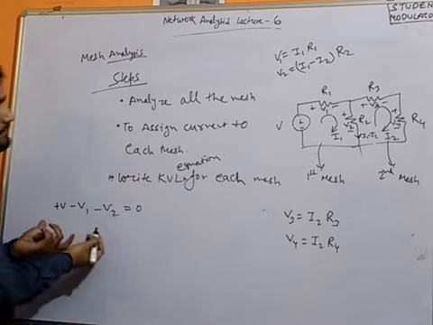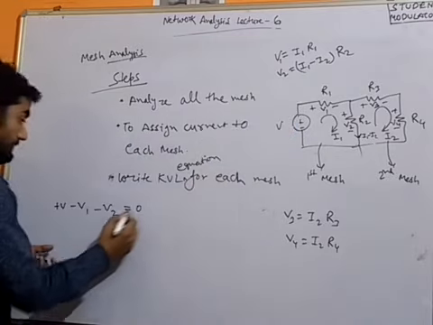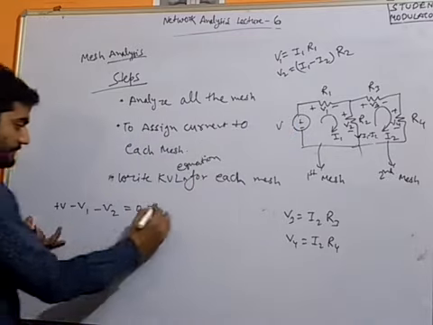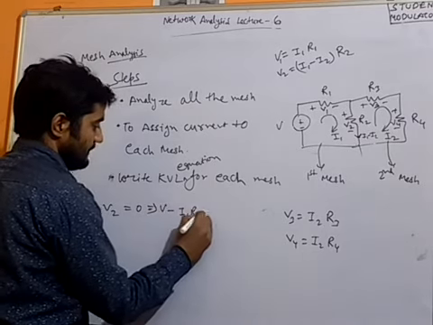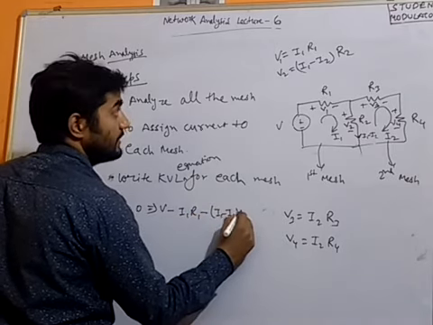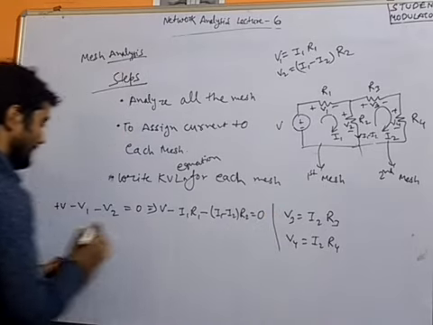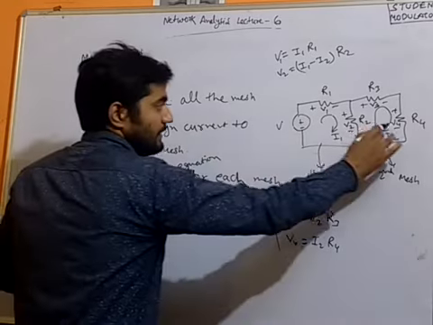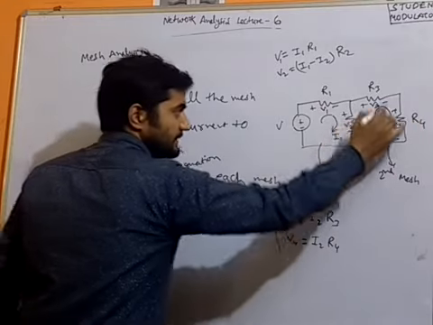Now we will put in the values of V1 and V2, which we have just found out using simple Ohm's law. So V minus V1, meaning I1 R1, minus V2, meaning I1 minus I2 times R2, equals 0. So this is over. Again we will try to find the KVL in this other loop, in this mesh.